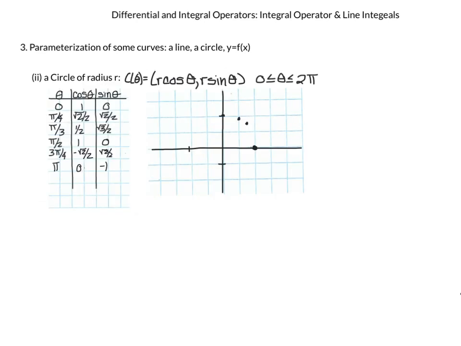To parameterize a circle, we are going to use polar coordinates. So to parameterize a circle of radius r, we're going to have c of theta, and theta is going to be our parameterizing variable. As theta progresses from 0 to 2 pi, and those are the limits of my integration, then the polar coordinates, r cosine theta, r sine theta, will trace out a circle.